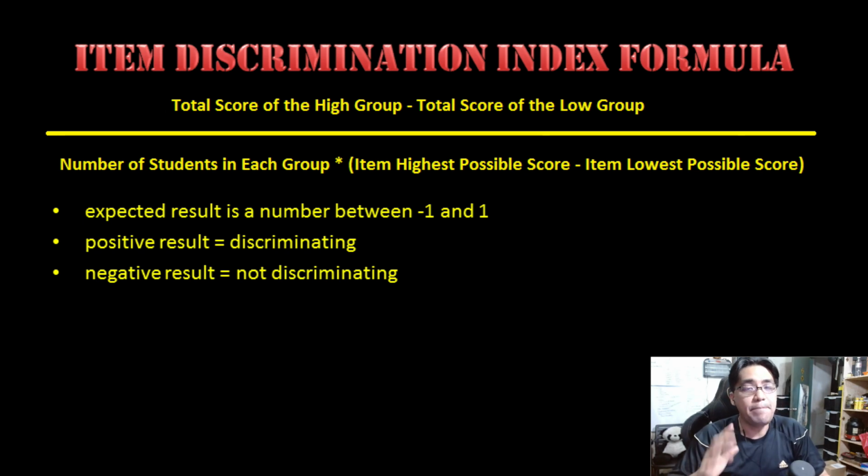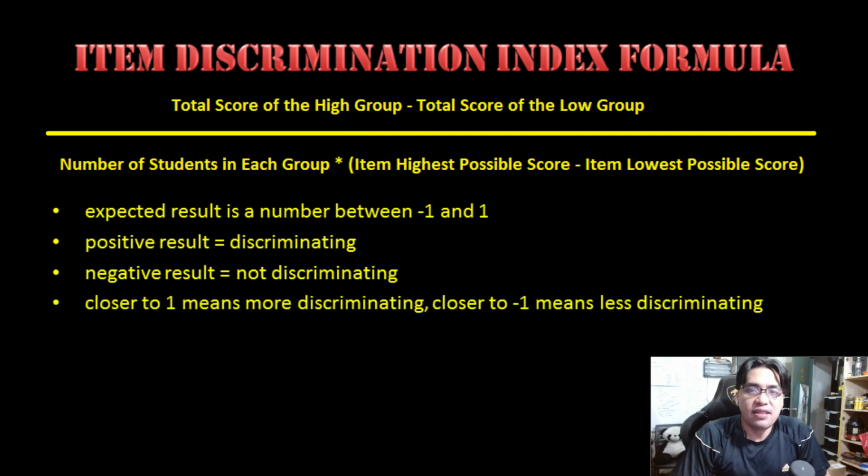If the high group has a better score than the low group, the item discrimination index will be positive. If the low group has a better score than the high group, the item discrimination index will be negative. Therefore, at a glance, you can already see that if the item discrimination index is positive, then the test item is discriminating. If the item discrimination index is 0 or negative, then the test item is not discriminating. Please note that the higher the result is, the more discriminating the item is. As far as the item discrimination index is concerned, the closer it is to 1, the better the item is. The closer the item discrimination is to -1, the worse the item is.